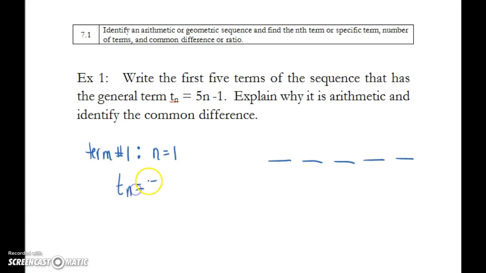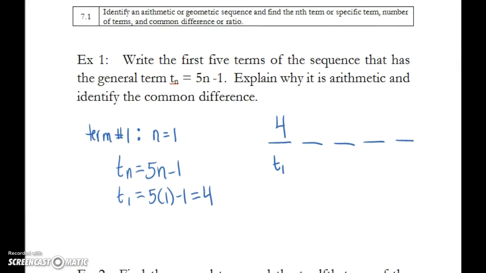So we have our formula t sub n equals 5n minus 1. T sub 1 equals 5 times 1 minus 1. And that works out to 4. So our first term is 4. We call that t for term, sub 1 to indicate our first term.